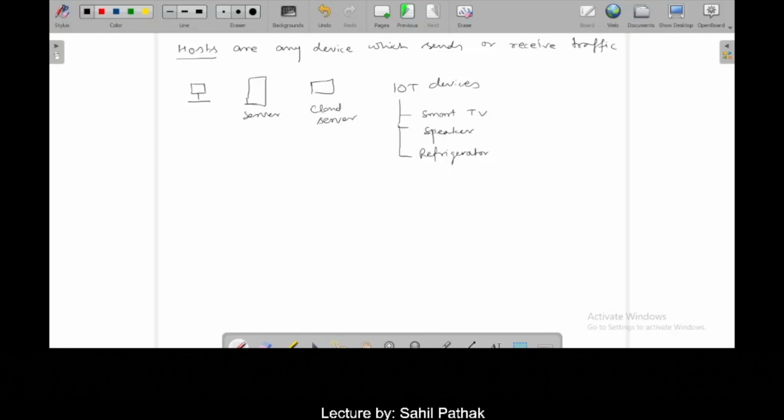All these are called hosts because all of these have the capability of sending and receiving traffic over the network. For example, your refrigerator might tell you that this much quantity of milk it has, or you may have a smart TV that you are using. That is actually going to send and receive the traffic over the network. So you're familiar with the term now, what the host is.